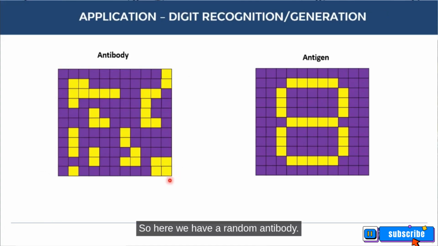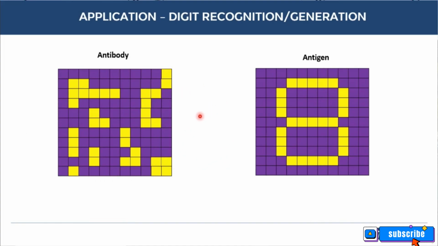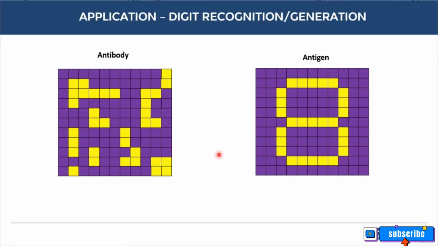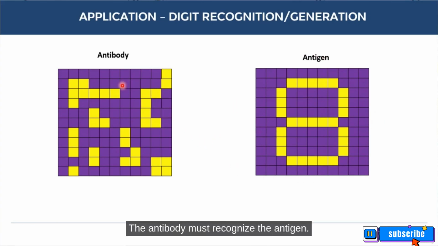So here we have a random antibody. Here we have a non-matured antibody. Initially, the antibodies look like this. However, the objective is to look like this, to match, to recognize the antigen right here. So this is the antigen. The antibody must recognize the antigen.